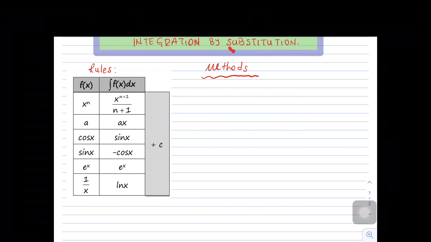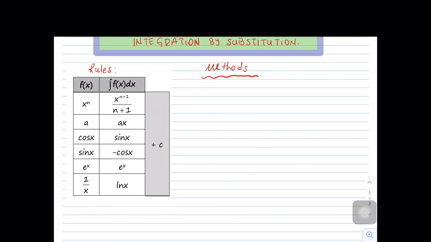This is called substitution. You can use this method for most of the questions. We can say all the questions. And then bring this question to those rules and then apply and find the integration. That's it. Let's start with the easiest part.